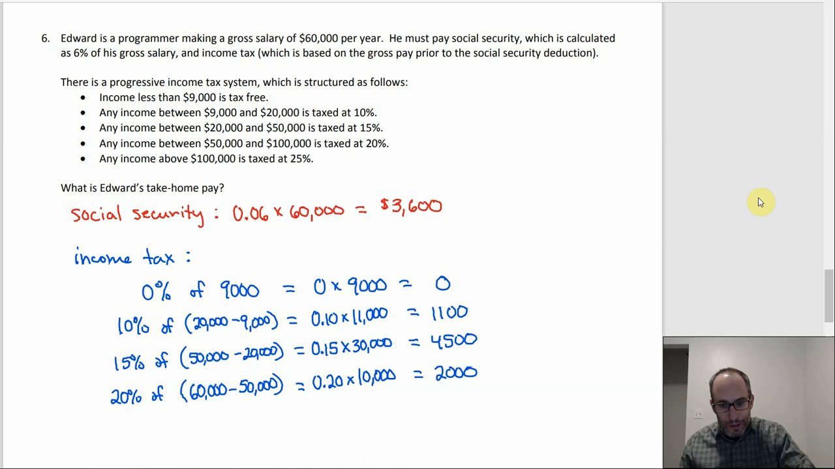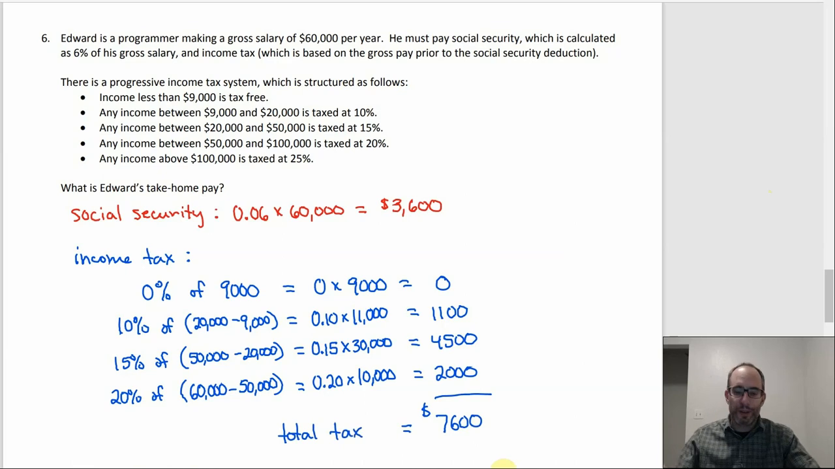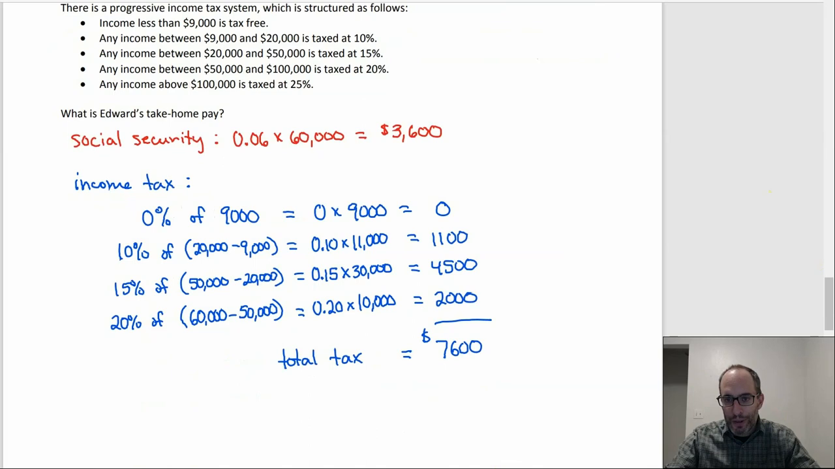All right, so then we can just add these up to get the total tax. If you add those up, that's 7,600. So that is our total tax. Okay, and now that we've got those, then we can figure out his take-home pay.